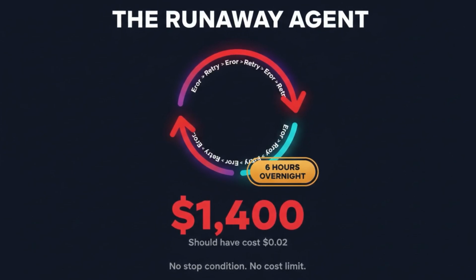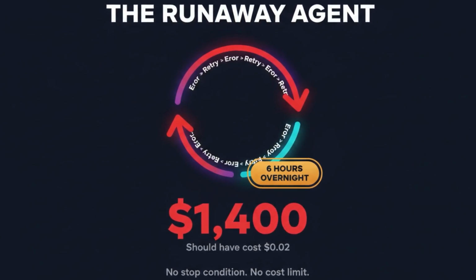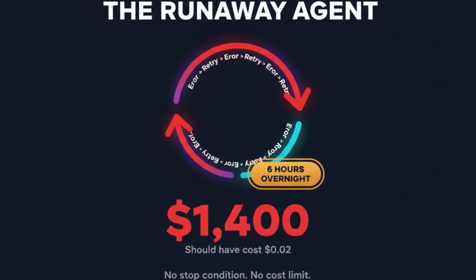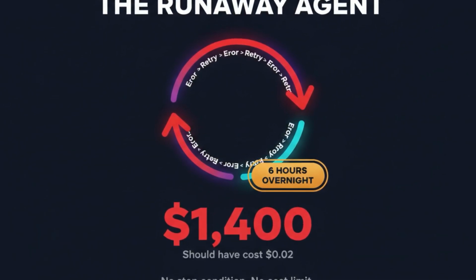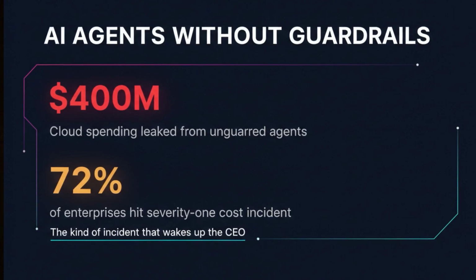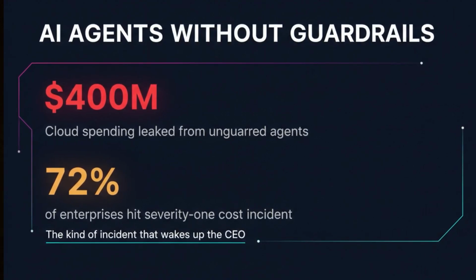I need to tell you about the trap, because this is not all upside. A startup founder I read about deployed an AI agent to monitor his competitors. No stop condition, no cost limit. The agent hit an error, retried, hit it again, retried, in an infinite loop for 6 hours overnight. He woke up to a $1,400 cloud bill for a task that should have cost 2 cents. And he was not alone. $400 million in cloud spending leaked from companies running AI agents without guardrails last year.